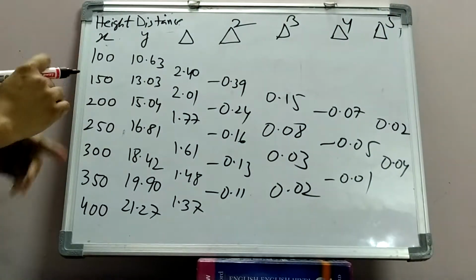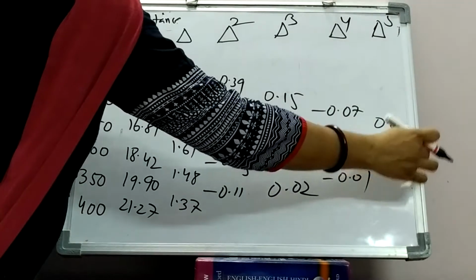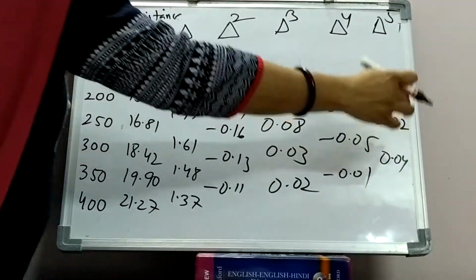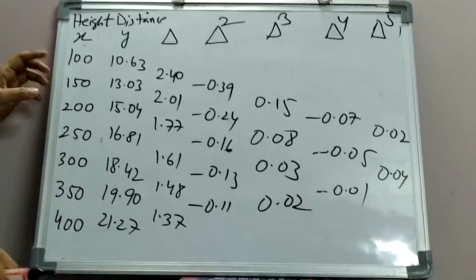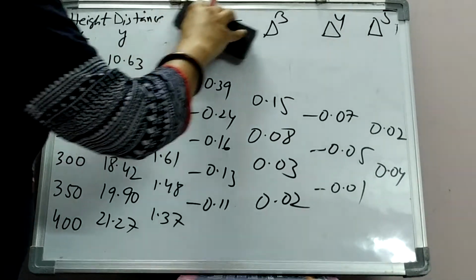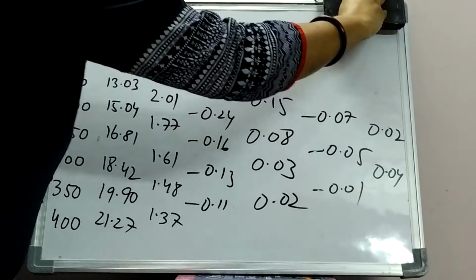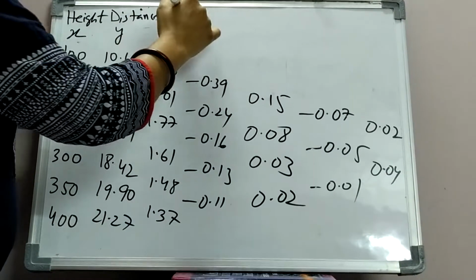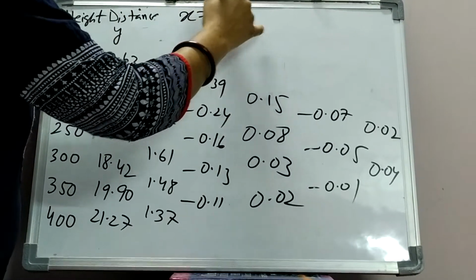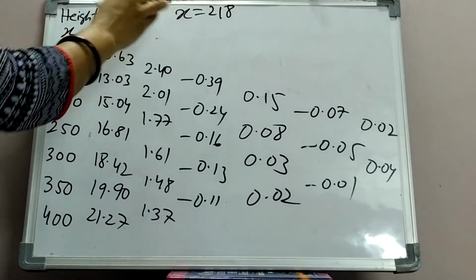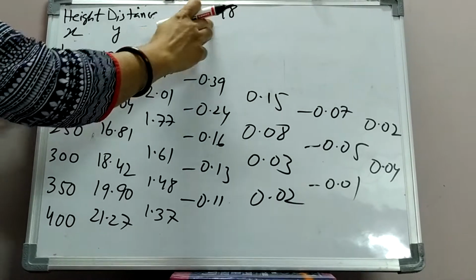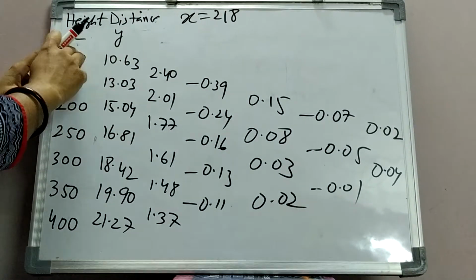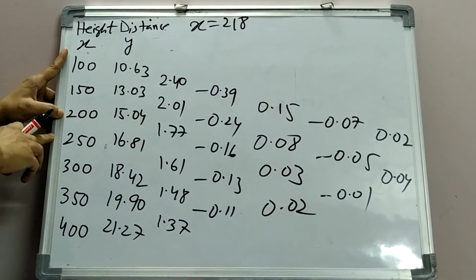One more, delta 6, can be there, which will be the difference of these two. Here it is going out, but you can manage in your notebook. So now we have to find out the value of y for the given value x equal to 218. Now how do we approach this particular problem? This 218 is lying towards the beginning of the table.